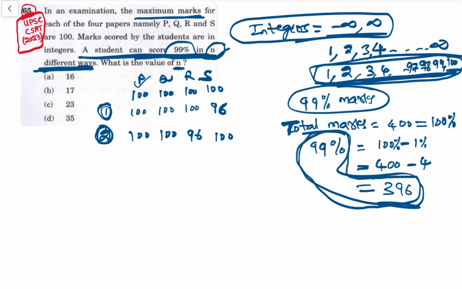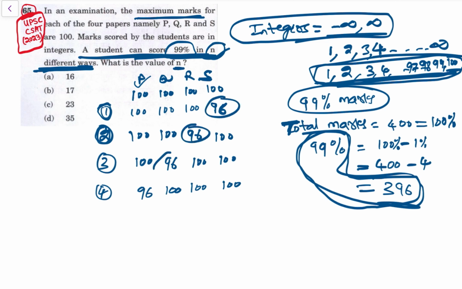Now see here, this is the third one. The third case is 96 in Q, then 100, 100, 100. Then the fourth case is 96, 100, 100, 100. So 1, 2, 3, 4 cases with 96. With 96, 4 cases are possible. That's what we have written.